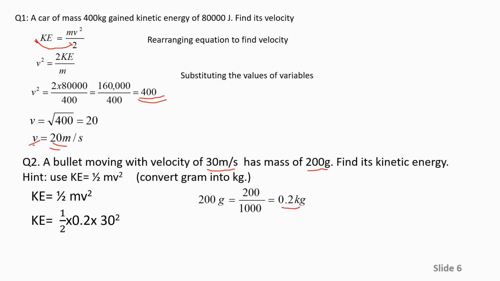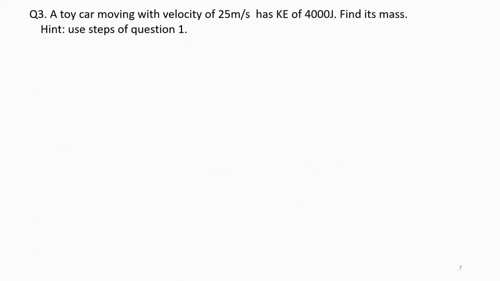So when you calculate kinetic energy, half mv square, upon substituting we get half times mass 0.2 times v square, 30 square. So we get half times 0.2 times 900, 30 square is 900, half of 180 is 90 joule. Next question here, a toy car moving with a velocity of 25 meters per second has kinetic energy of 4000 joules. Find its mass.